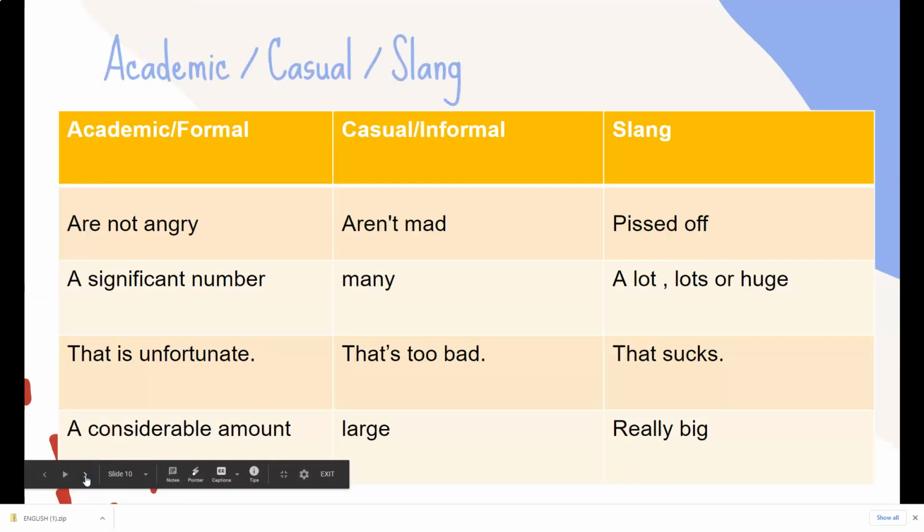Here are some examples of academic language, casual language, and slang. And we want to aim for using academic or formal language.